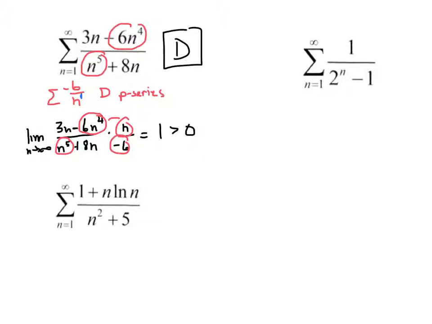It's so important to set up a good end behavior series, because once you've done that, it's pretty easy, and the limit usually does come out to be 1 if you set it up correctly. Let's look at the next one.